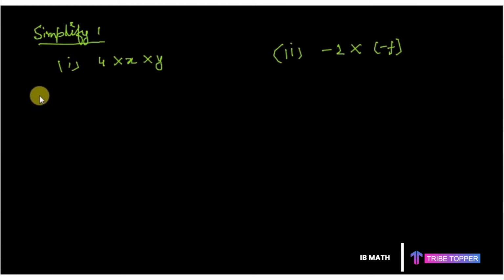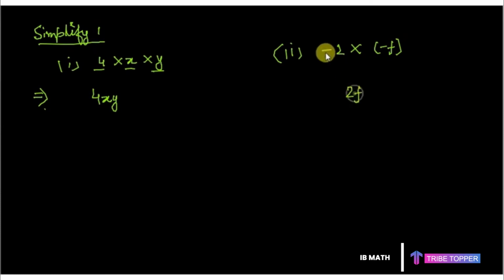So let's look at these simple monomials. I've picked up two examples from your textbook, where 4 times x times y means simply the product. This is the expanded form, you are multiplying them, but because 4 is a number and these two are variables, I can't multiply them into a single number as an answer. I will get 4xy. Similarly here, I have minus 2 into minus f. What does it mean? It simply means the product 2f.